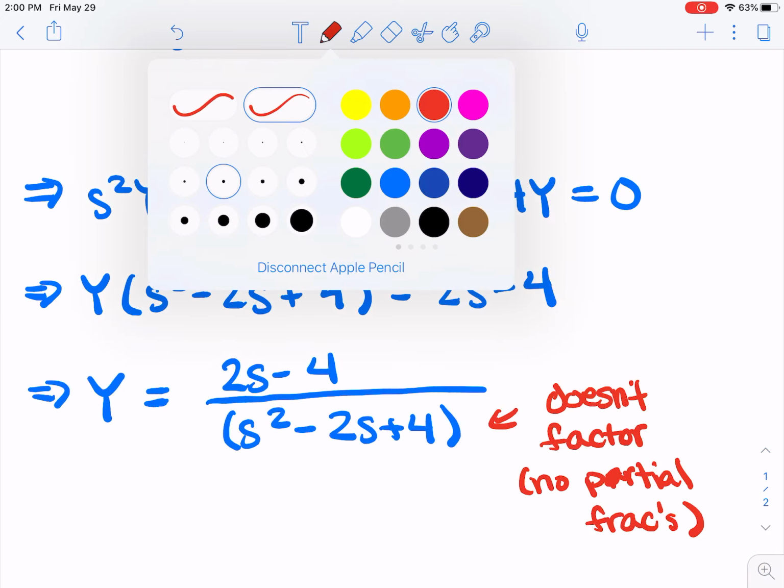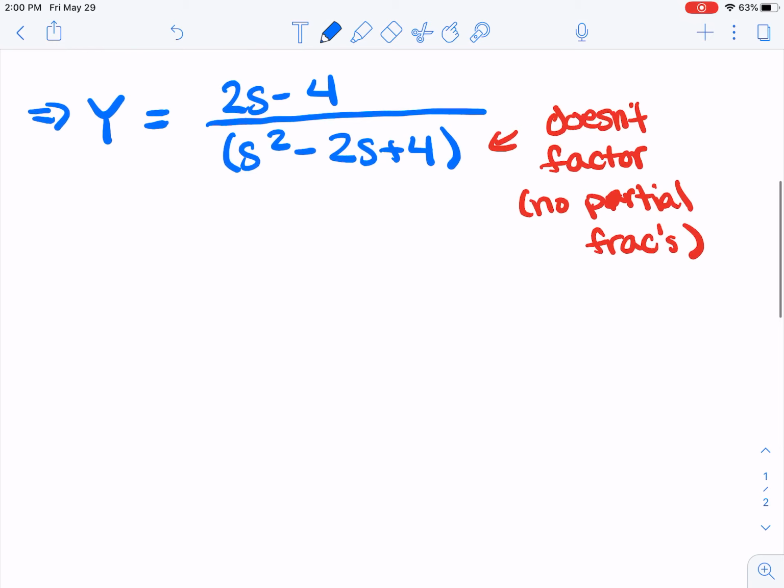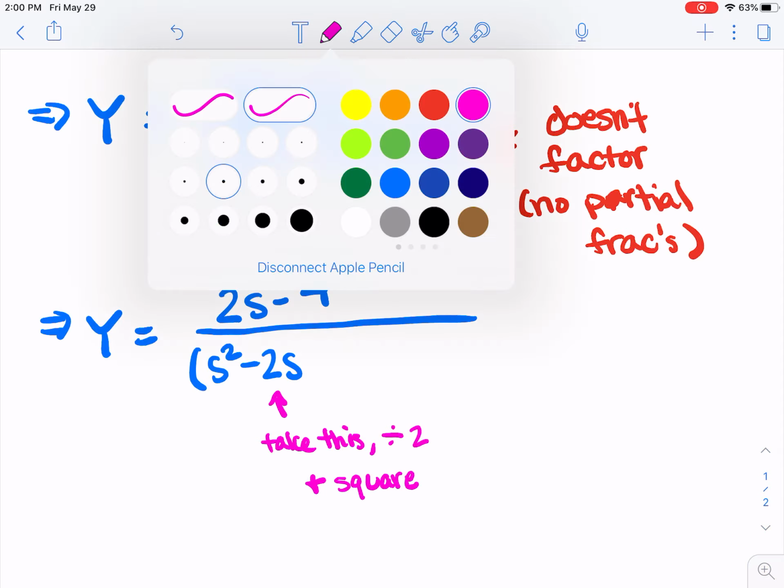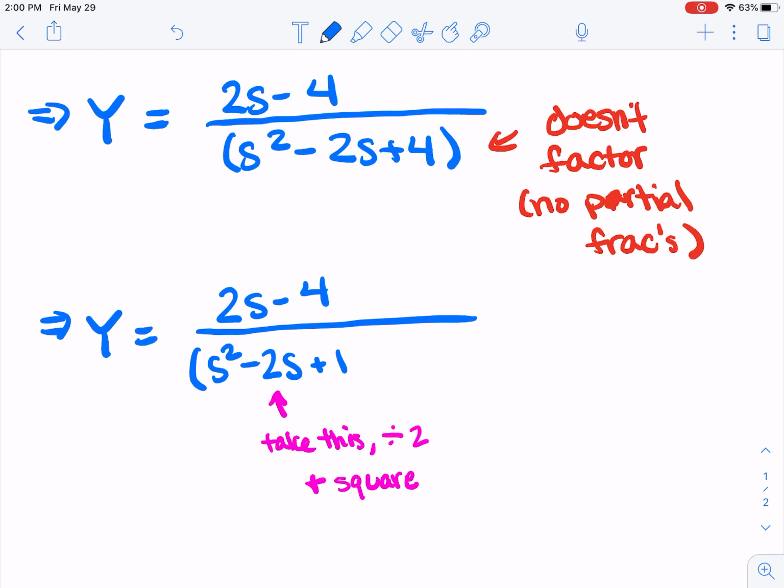So what do we do instead? What we do instead is called completing the square. We've probably done this before, and it's probably been a long time. We need to complete the square in the denominator. The way we do that is we leave a little space after the s term, take the coefficient of the s, divide by 2, and square it. So negative 2 divided by 2 is negative 1. Negative 1 squared is 1. So we add 1.